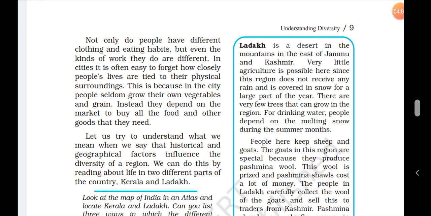ओके, तो लोग सिटीज़ में अपने वेजिटेबल्स और ग्रेन्स को ग्रो नहीं करेंगे, बिकॉज वहाँ पे लैंड जो है उनके पास अवेलेबल नहीं होता, सोर्सेज नहीं होते, एंड इंस्टेड दे डिपेंड ऑन द मार्केट टू बाय ऑल द गुड्स एंड अदर गुड्स दैट दे नीड.